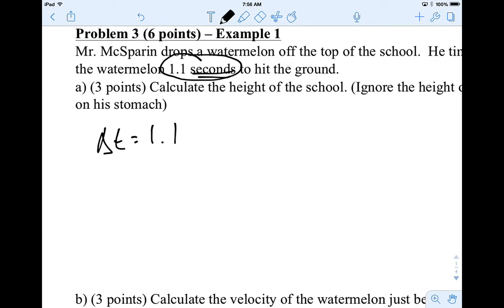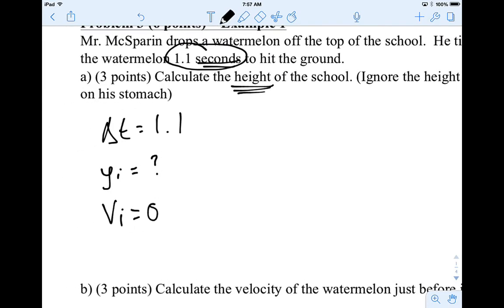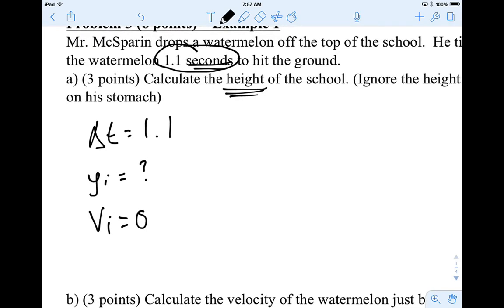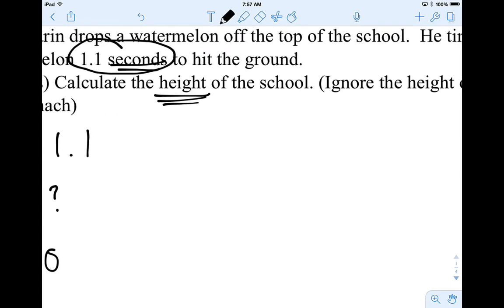So step 2, identify what you're looking for. In this, it's asking me to calculate the height. So the height, when I look up on the board, is yi. So that's enough for me to go ahead and solve for yi. One more thing. Remember, if I drop something, the initial velocity is 0. Starts off going 0. So if I look up on the board, I know delta t, I know vi, I don't know yi, so let's use the yi equation from the board.